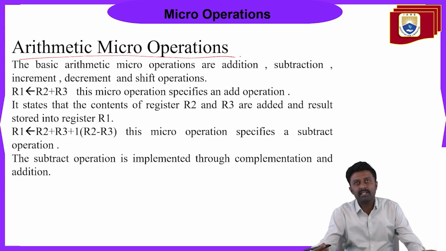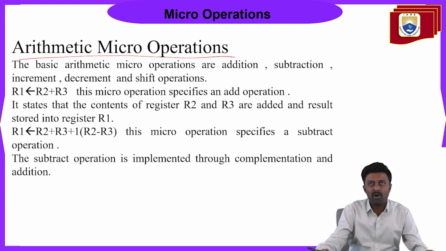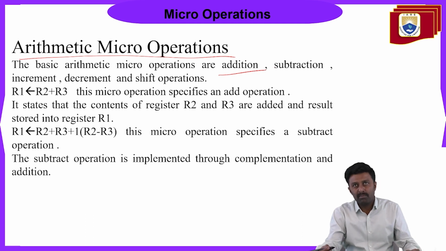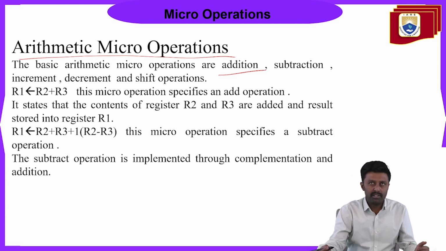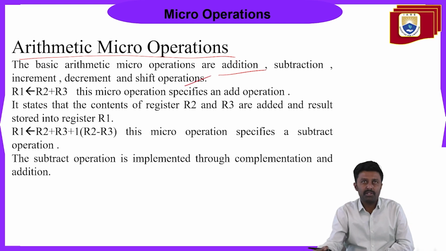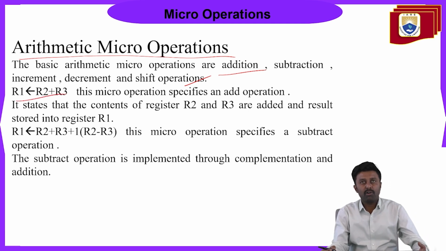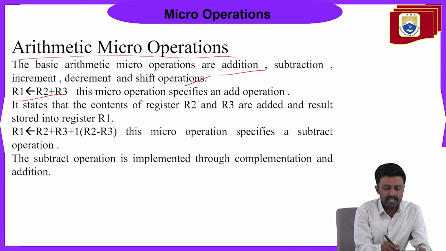As the name itself indicates, the arithmetic micro operations are going to perform operations like addition, subtraction, multiplication, division, increment operation, decrement, and the other arithmetic operations. So this shows one example of the arithmetic operations. The instruction written is R2 plus R3. So this instruction will add the content of the register R2 and R3.